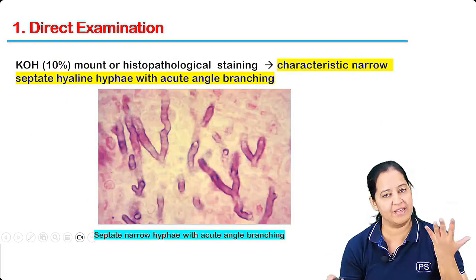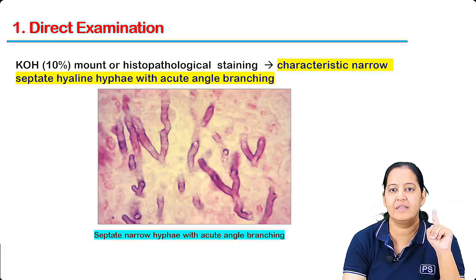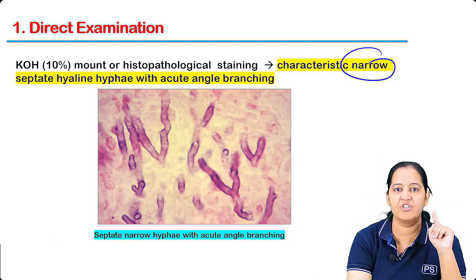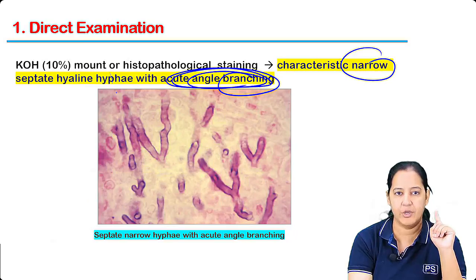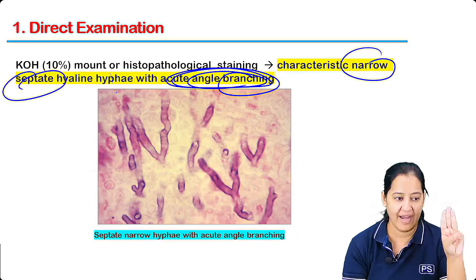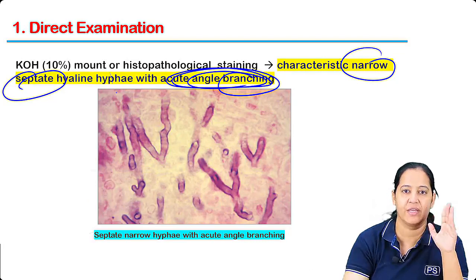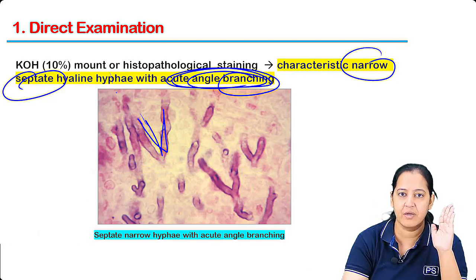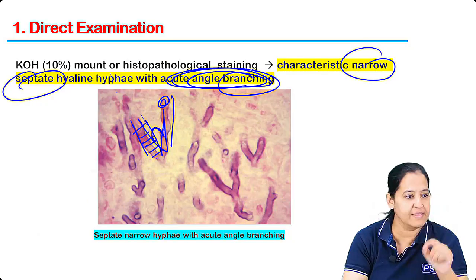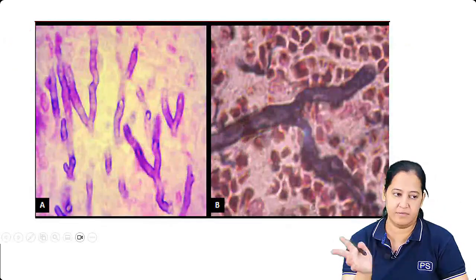Direct microscopy I explained to you many times. You can see the narrow hyphae, the narrow branching, acute angle branching, and septa. Highlight the three things. Okay, got my point? You can see the narrow branching. You can appreciate the width is also narrow, and you can appreciate this is septate. This I have already explained to you.